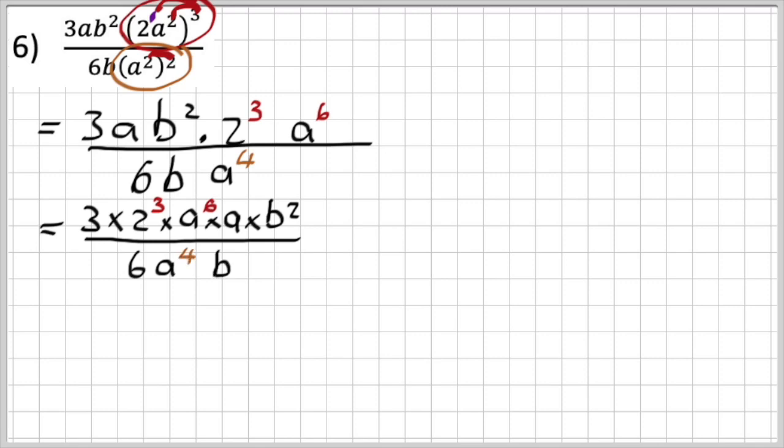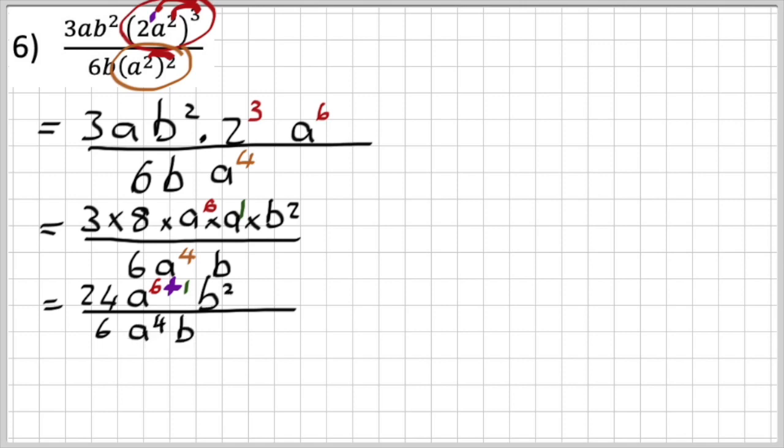What is my next step? Come on, tell me. I'm going to calculate the values with the numbers. 3 times by 8 is 24, and at the bottom I've got 6. In the numerator, I've got a to the 6 plus 1, and then the b squared is just b squared. In the denominator, I have a to the 4 times b. The 6 plus 1 I can write as 7.